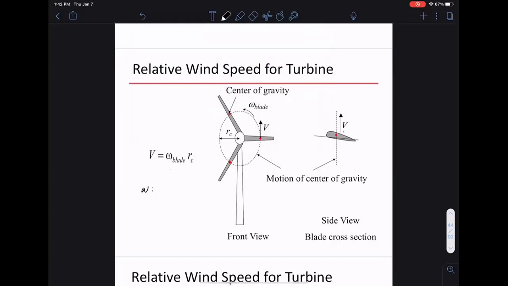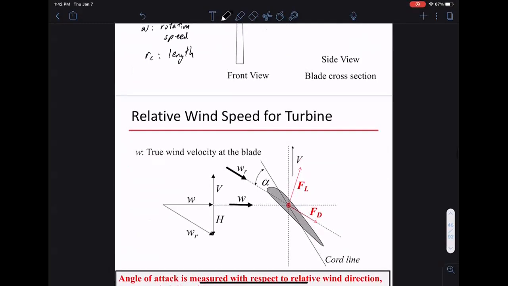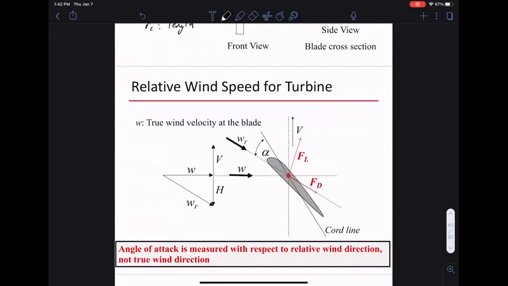So what we have is, this is rotation. R C is basically length, so this creates this sort of vertical linear movement, V. And now we can look at the relative speed with respect to this upward motion V. Because if you look at the wind, you have a wind turbine, wind is blowing towards the wind turbine, and this thing is moving up.